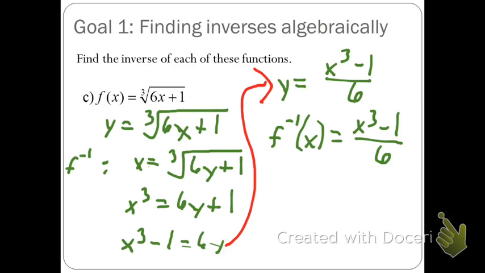Well, there you go. There's all the work. You see that the inverse ends up being f inverse of x equals the cube root of (x minus 1) over 6. I promise that that is a function. No matter what value you input for x, you're going to get only one output value for y. So you don't have to worry about whether this is a function or not. It is. Great job working with me on finding inverses of functions.